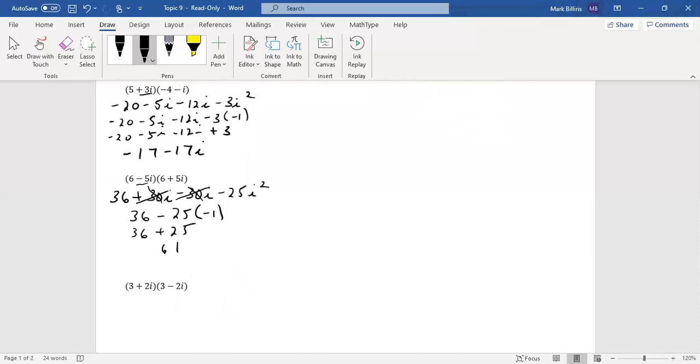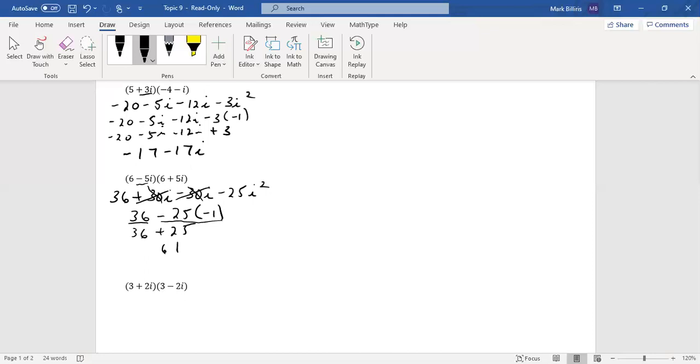So what's the shortcut? If you look at what we got in our final answer, if our middle term is eliminated, all we really need to do, once we've identified factors as being conjugates of one another, is to multiply the first two terms together. So if you look at the previous example, if you multiply 6 times 6, you got 36. Then if you multiply negative 5i times positive 5i, you got negative 25i squared, or negative 25 times negative 1.